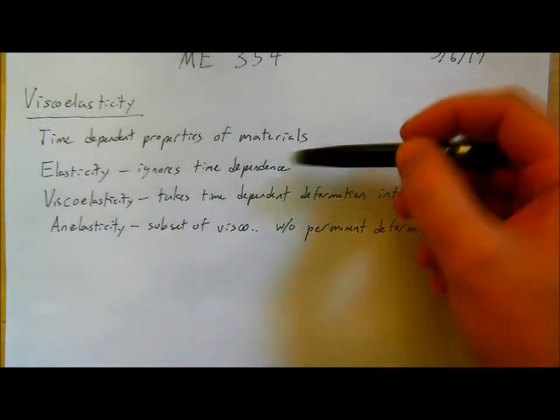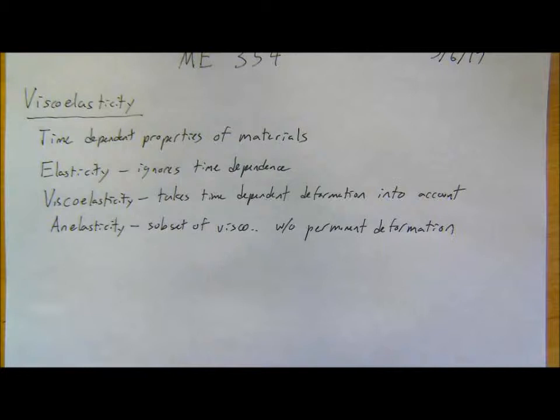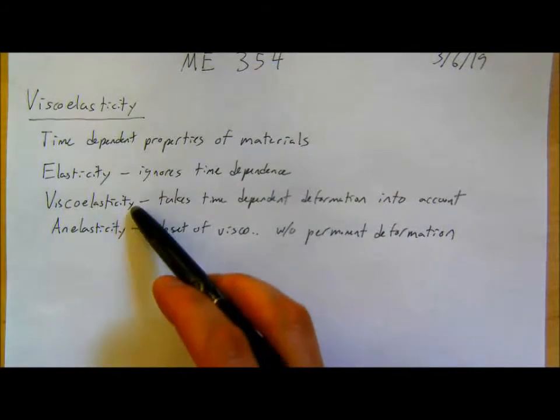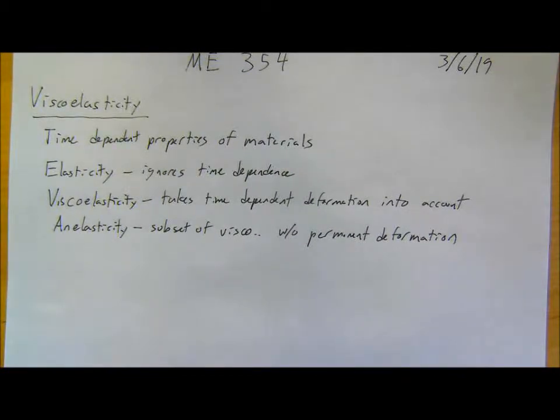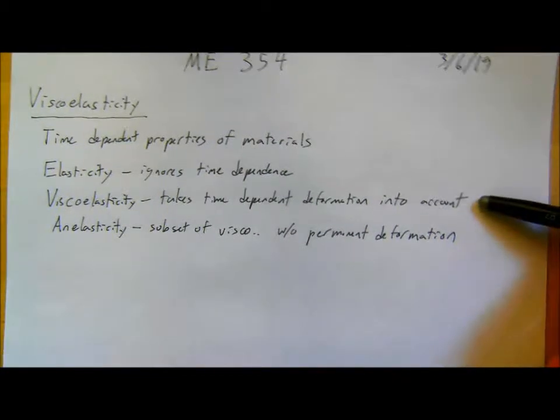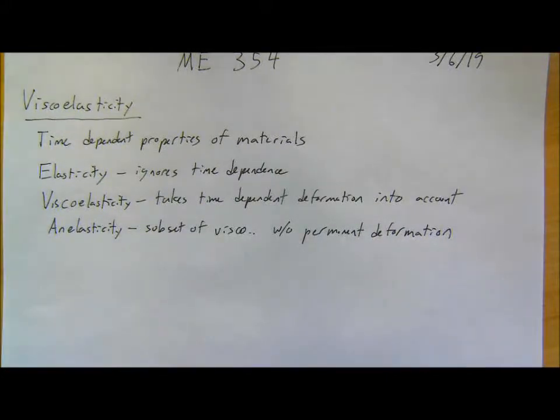Again, elasticity is what we've been focusing on so far. We haven't been thinking about how things deform in time. Viscoelasticity is all the types of problems that take time-dependent deformation into account. And it is a special subset where when I deform a material, it'll deform in some elastic way, then it'll creep or relax, and then when I let go of the load, it'll recover back to its original shape. Just as a couple general definitions here.